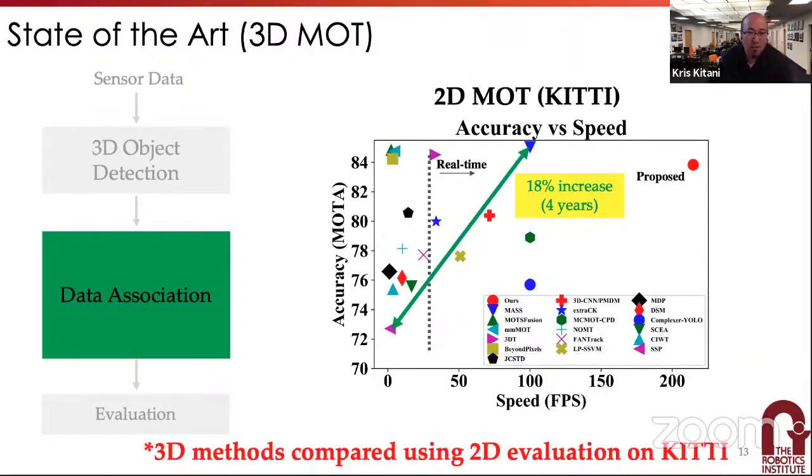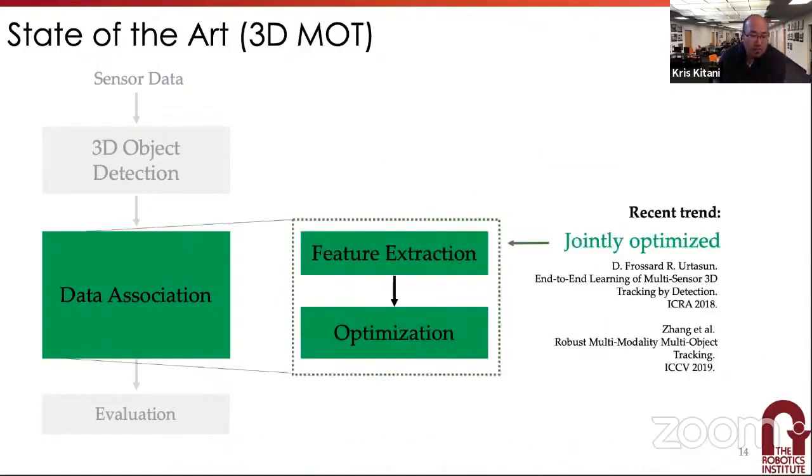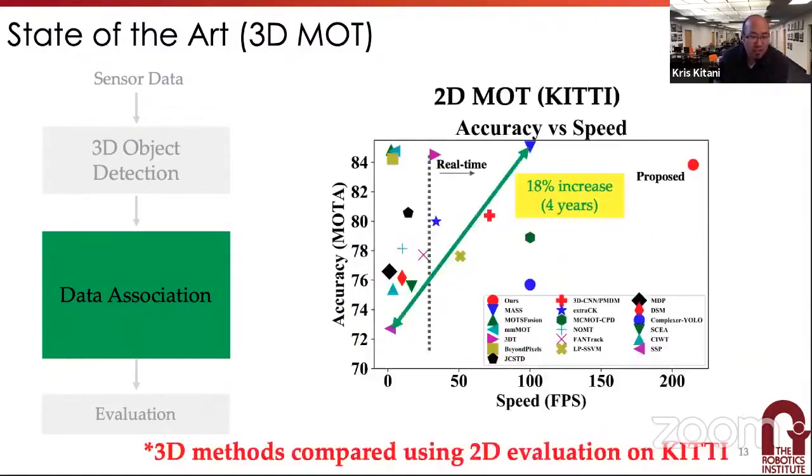Okay, I put a little note here at the bottom that the 3D methods are kind of mixed in with the 2D methods, and they are compared using the 2D KITTI evaluation because, at least at the time that we published this paper from where this figure is from, there really wasn't a unified benchmark and evaluation metric for 3D MOT. Okay, good, let's go on.